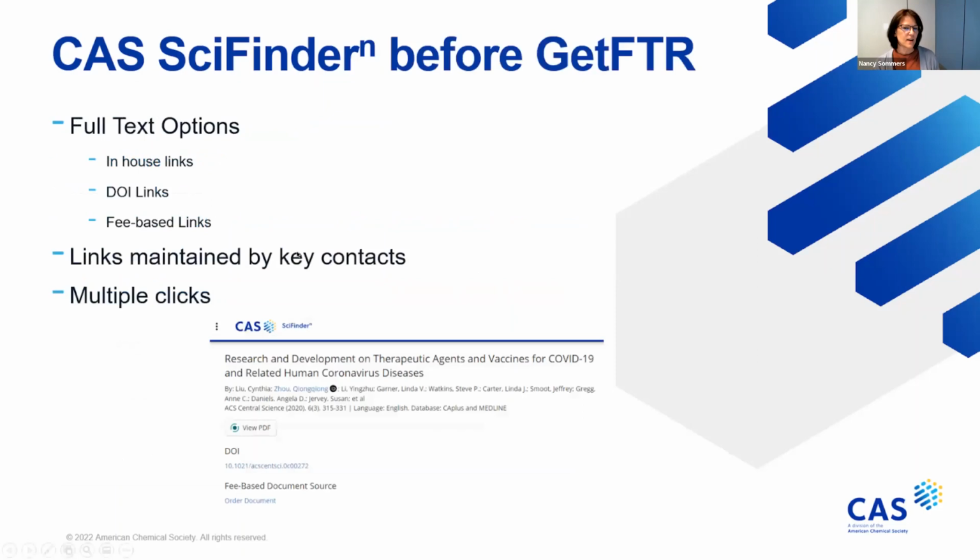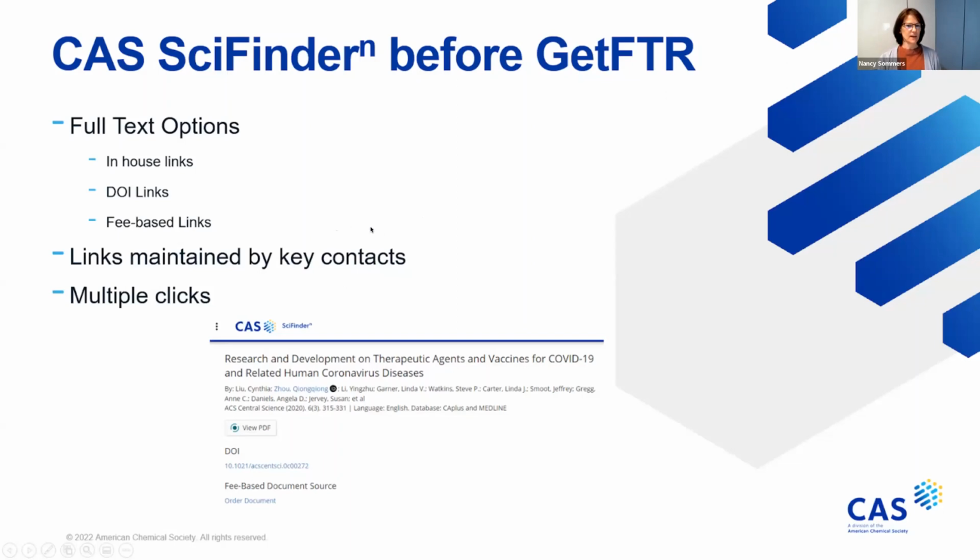However, regardless of whatever content our users are looking for, full text is definitely the ultimate goal. And CAS SciFinder does have different avenues to go to full text. You can see here we have in-house links, DOI links, fee-based links. Our in-house links are maintained by the different institutions, and the librarians typically maintain that. So it's very manually intensive for our user base. And there are multiple clicks, so you don't necessarily know if you have access. If you have an in-house link, then maybe you do, but you can get to the DOI, and that doesn't necessarily mean that you're logged in and you have access and stuff like that.